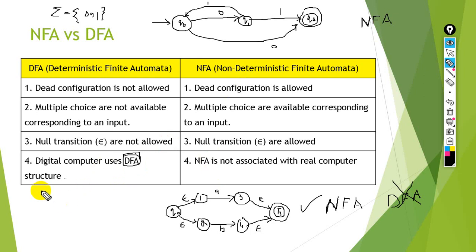The DFA has a large number of states, and the NFA has fewer states. So the number of states in DFA will be more as compared to the number of states in NFA.